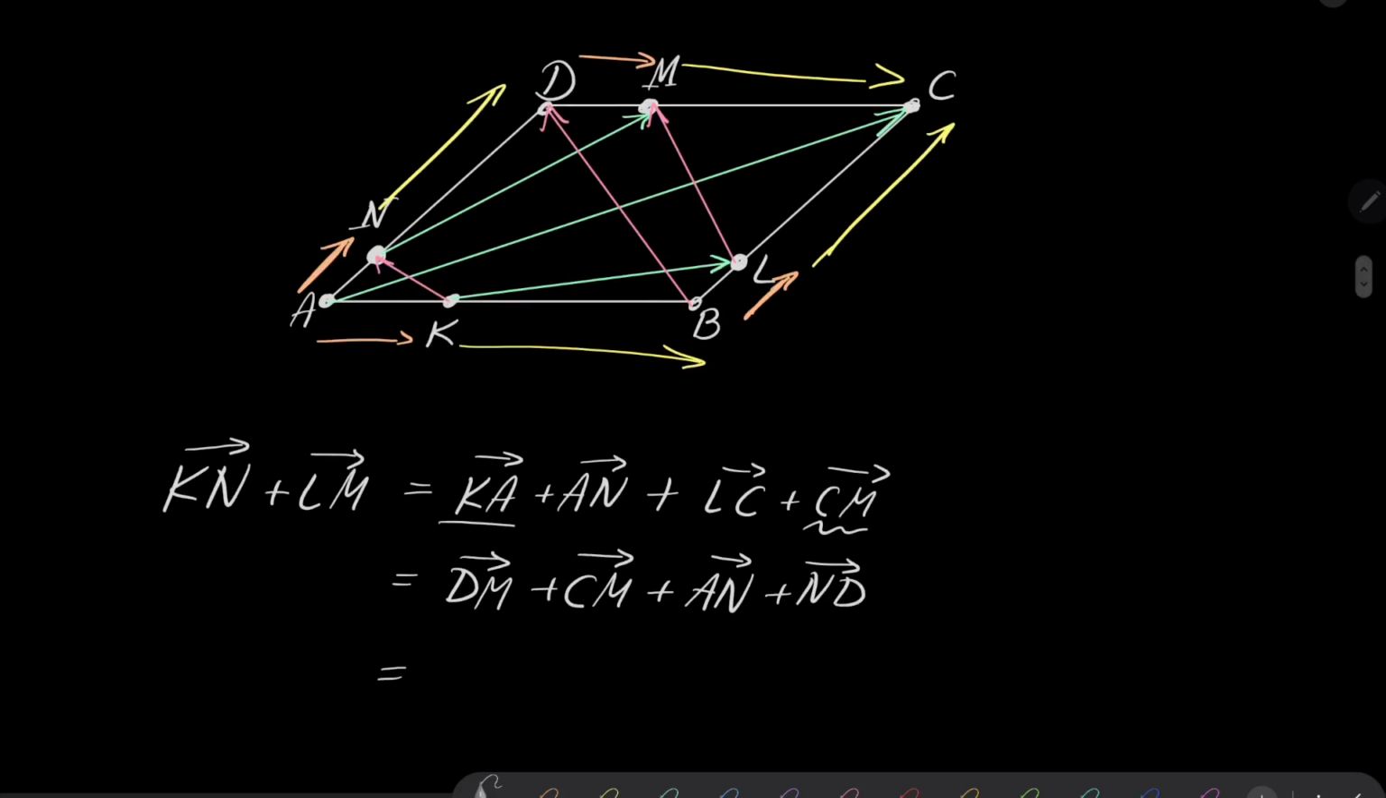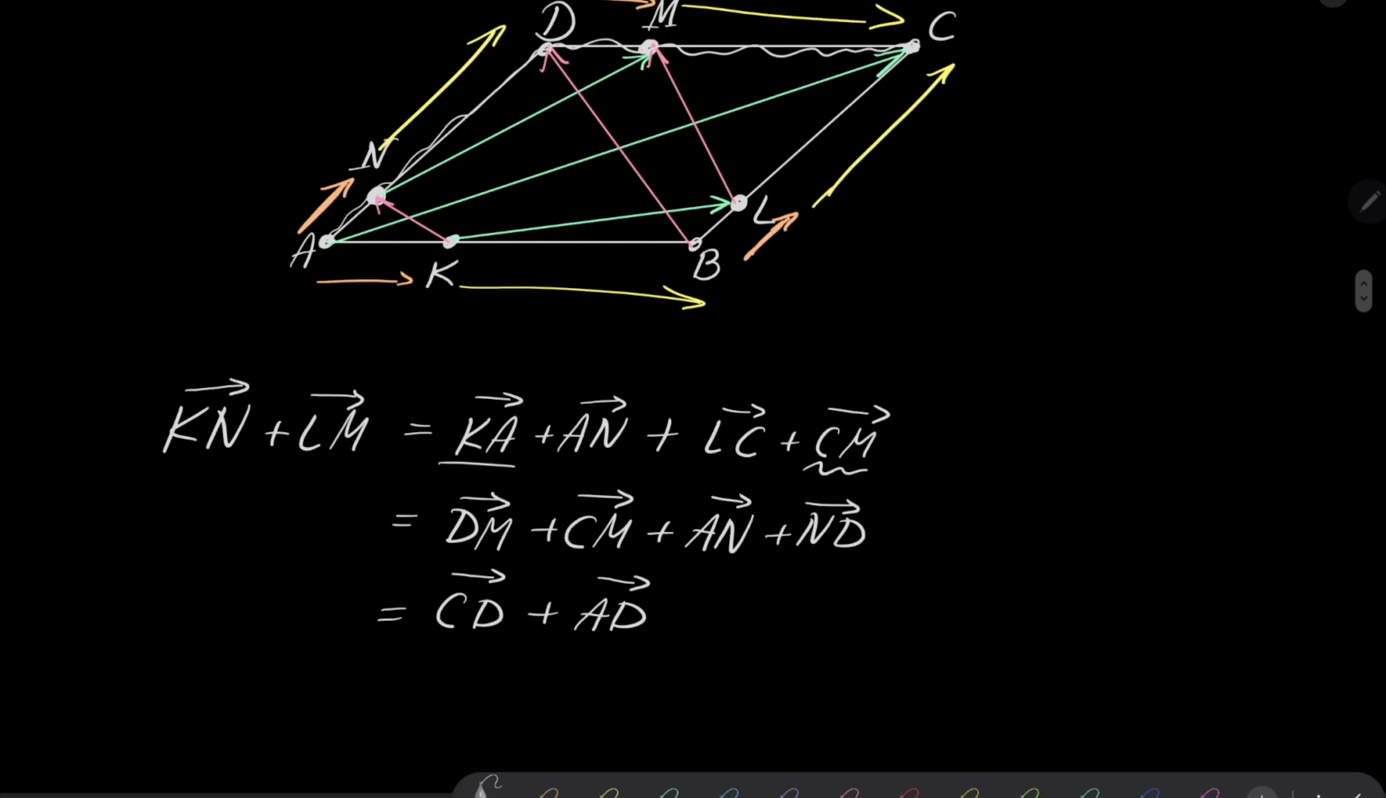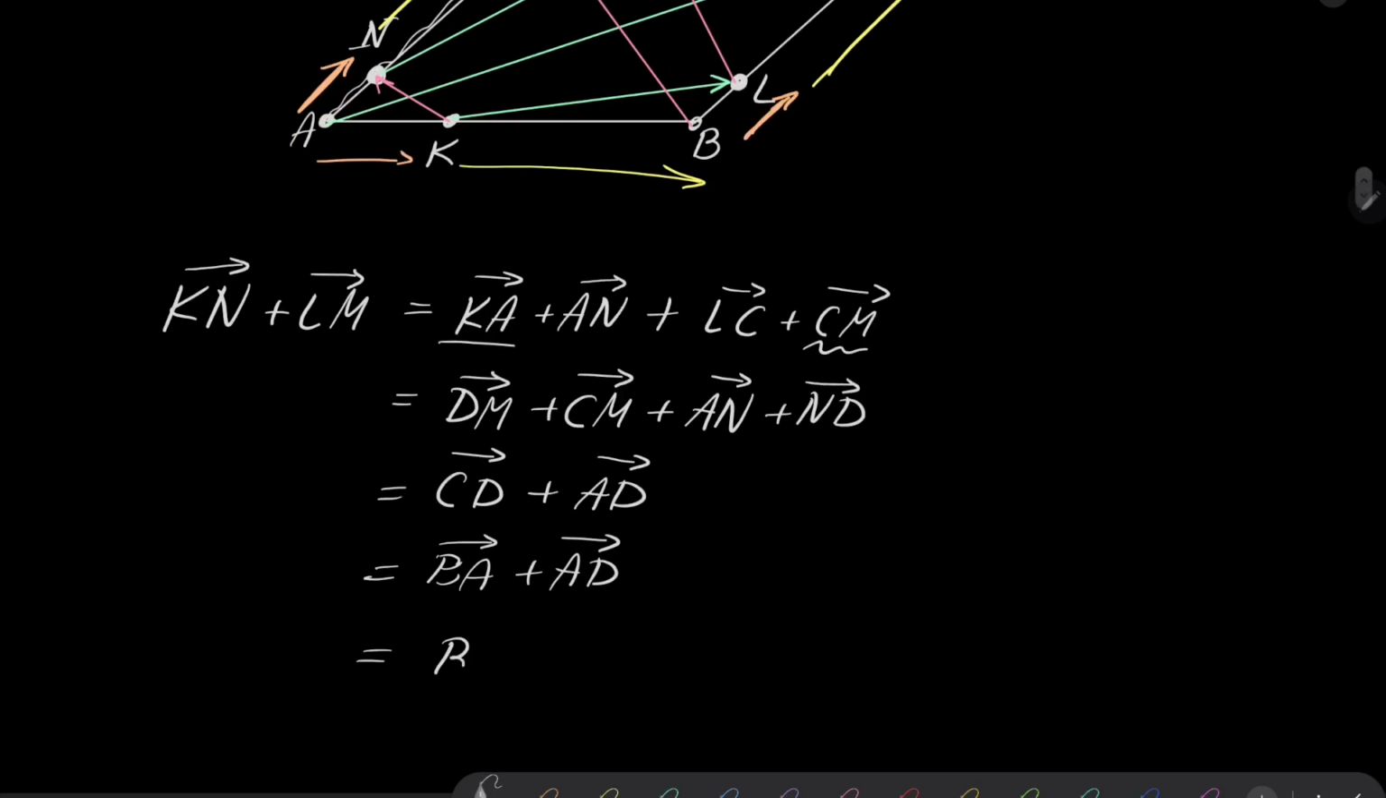Very well. And now let's notice what is CM plus DM. It's CD. And what is AN plus ND? It's AD. CD plus AD. CD, this vector, plus AD, this vector. Maybe let's also write finally, we'll notice that CD is the same as BA. The same as BA. BA plus AD. BA plus AD is of course BD. And this is exactly what we wanted to demonstrate. And this closes the proof.